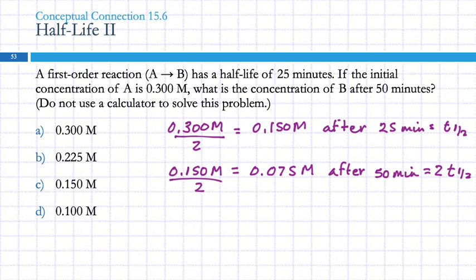So, what did we do wrong? Does anybody see it? It took me a minute. It's first order, so we're doing that part correctly. We did our thinking and our math here correctly. We overlooked a little detail in the question. What's it asking for? After 50 minutes, the concentration of B. We found the concentration of A.